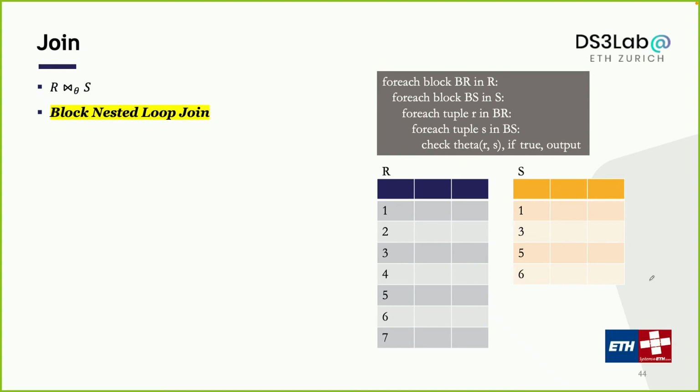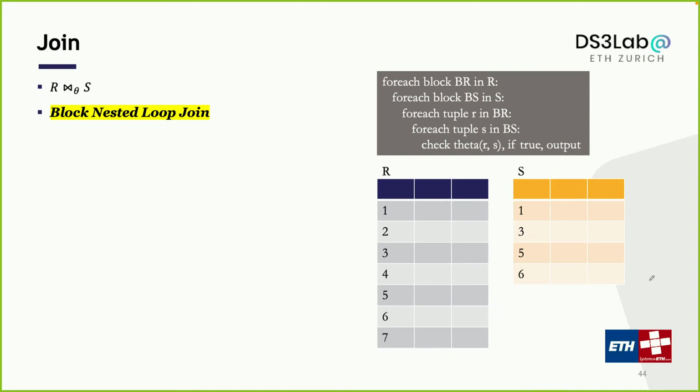There's another algorithm called the blocked nested loop join, which looks like this. We start to optimize I/O. For each block, I read R not tuple by tuple, but block by block. I read the first block of R, and then I read a block of S. For each pair of blocks, I check all the tuples in those blocks, and for each pair of tuples I check the condition. If it's true, then I output.